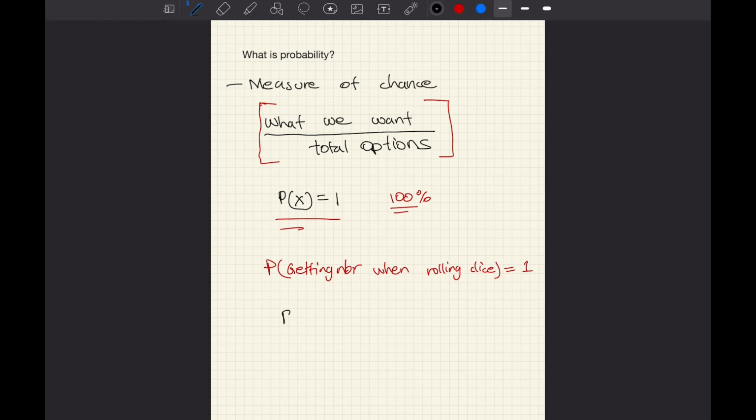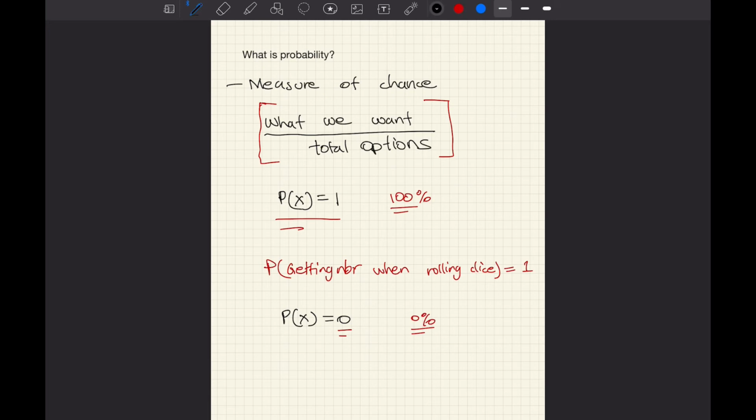Now we're going to look at the exact opposite. So if the probability of x equals 0, there's a 0% chance that is going to happen. So an example of that might be, what is the probability I don't get a number when I roll a dice? That's going to be 0. So just the opposite of what we did there.